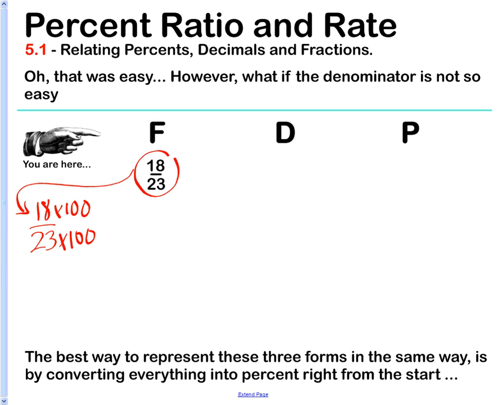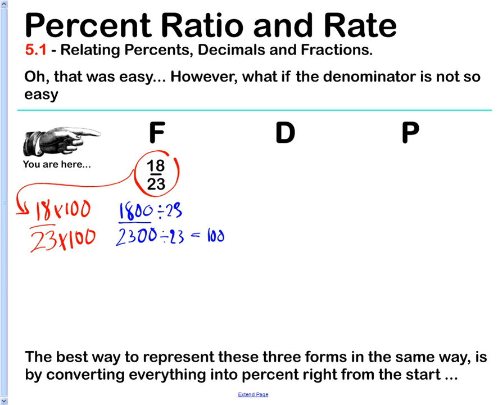What I get when I do that is 1800 over 2300. Now, to convert this 1800 over 2300 into a percentage, or something that's over 100, I would have to divide the bottom by 23. When I divide the bottom by 23, that equals 100. When I divide the bottom by 23, I have to remember to divide the top by 23 as well.